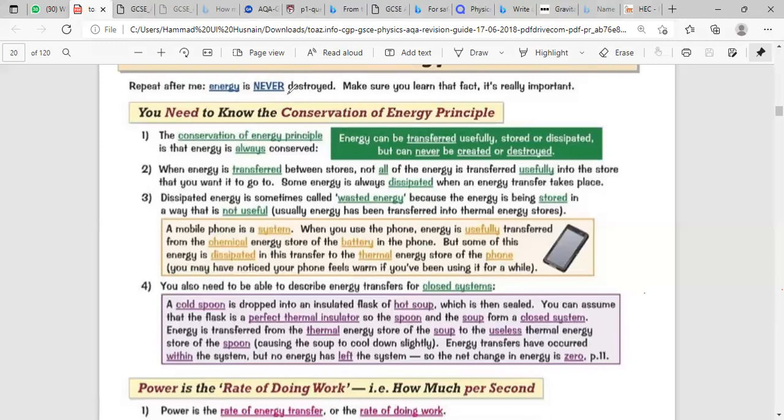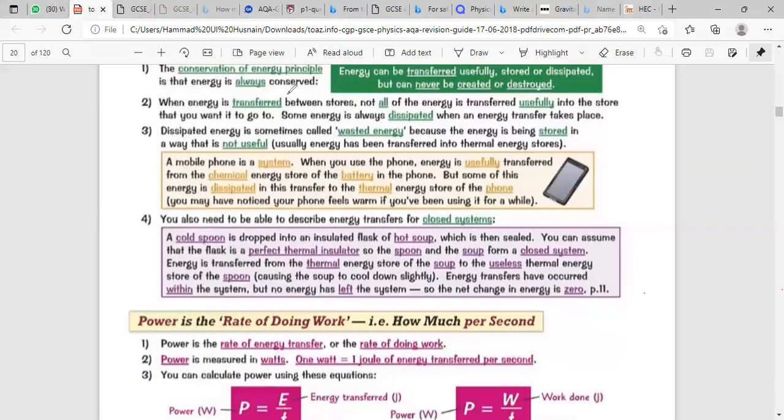Okay. Are you following me till here? Yeah. Okay. So the next thing, there is another example given over here. You also need to be able to describe energy transfer in a closed system. We have discussed the system. What does system mean? Anything we are observing, or anything in which the energy is being transferred, is called a system.